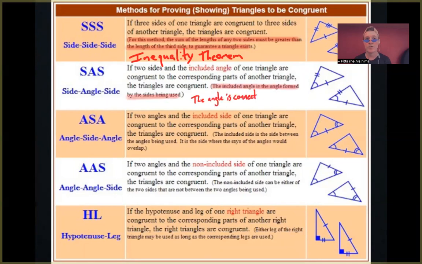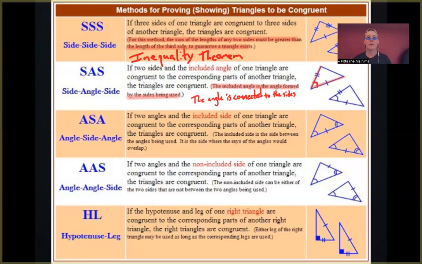Side, angle, side. If two sides and the included angle of one triangle are congruent to the corresponding parts of another triangle, then the triangles are congruent. The included angle is the angle formed by the sides being used. All that means is that the angle is connected to the sides. So I like side, angle, side. I always think about like the peace sign. How that works is if I have two sides, right, and an angle in between them, there's only one way for me to piece together a triangle. Like there's only one side length that will fit this third side. So if I know two sides and the included angle, it doesn't matter where that goes, that's going to be the same triangle. I can't draw a different triangle because of that.